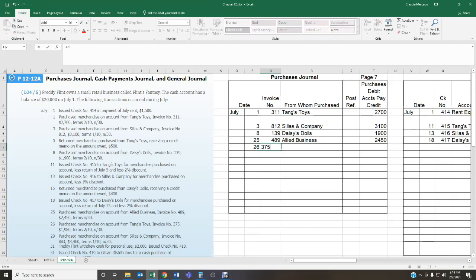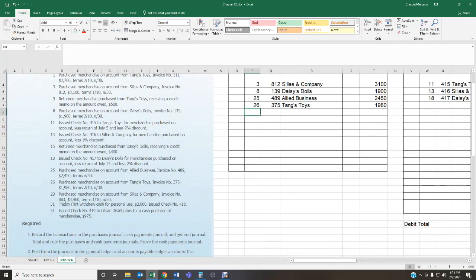invoice number 375, and the name of the business is Tank's Toys. Okay. And the amount is $1,980. Okay, $1,980. Okay. On the 29th.